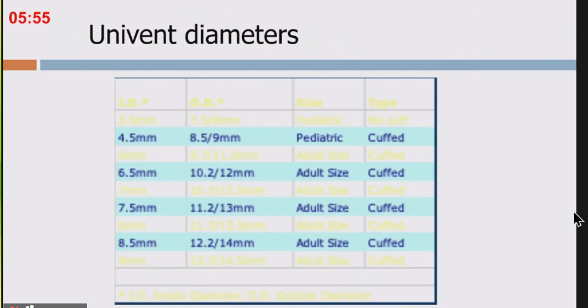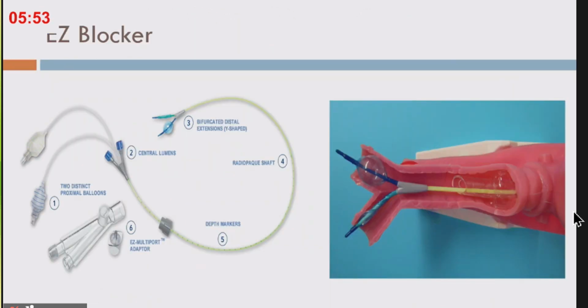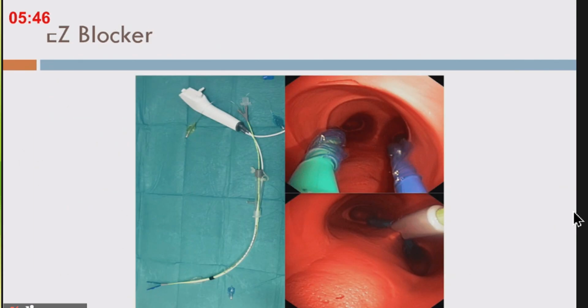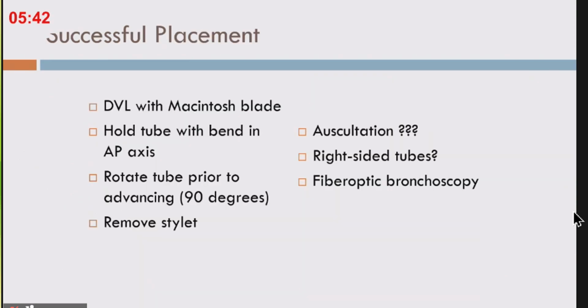These are some of the other devices. I'll go through these a little quicker. There's some easy blockers. I don't know, some of you may have used those. They go through a regular endotracheal tube and can block one side versus the other.